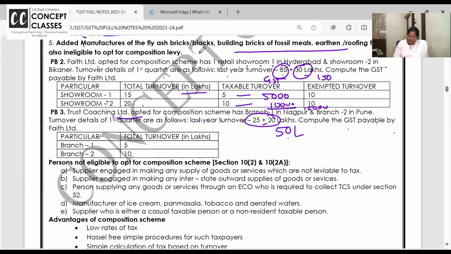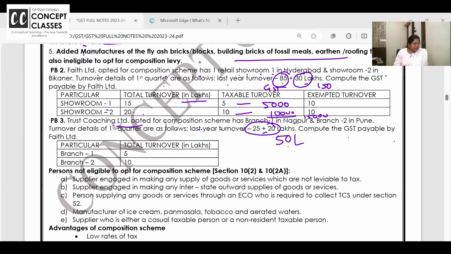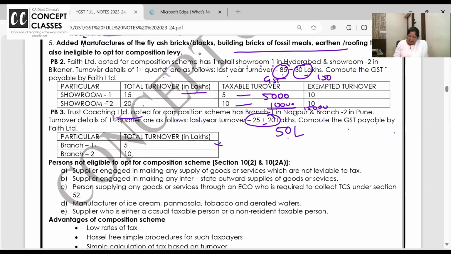ठीक है, क्या रेट से पे करेंगे बेटा? 6%. What's the total turnover? 5 lakh का 6%, 5 6 30,000. 10 lakhs का 6%, 60,000. Total 90,000 at the rate of 6%.